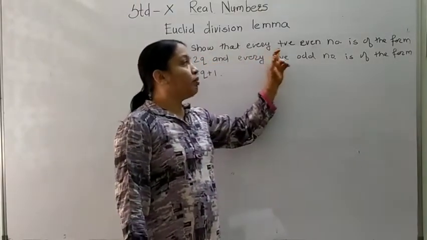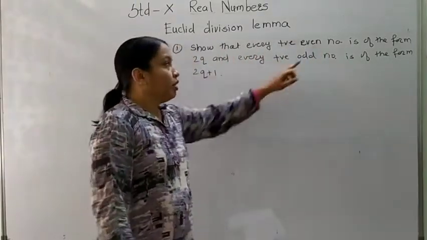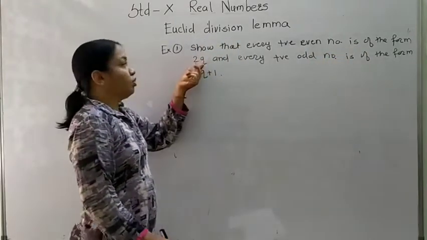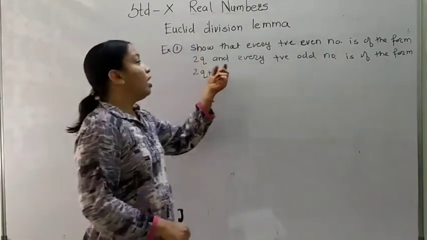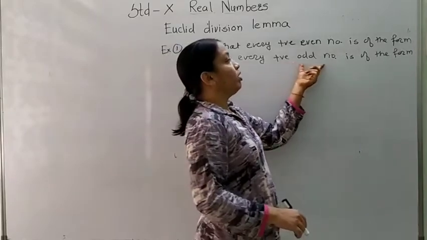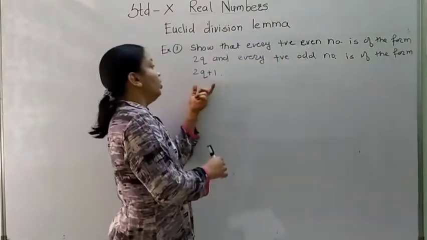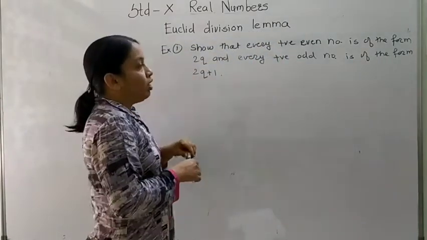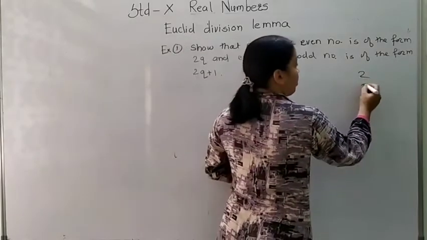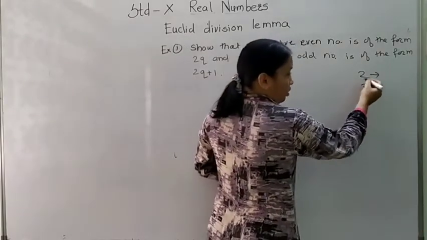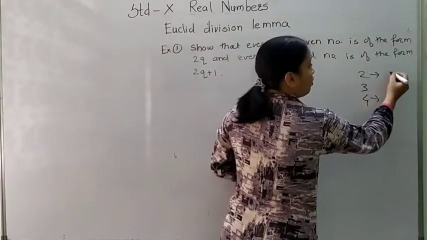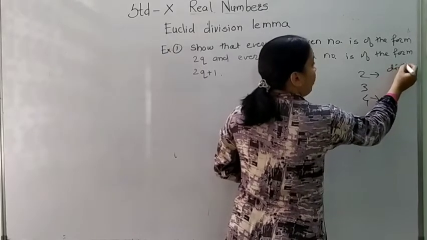Show that every positive even number is of the form 2q, where q is any integer, and every positive odd number is of the form 2q plus 1. Now you know the odd and even numbers. If you see 2 and 4, these are even numbers, that means they are divisible by 2.